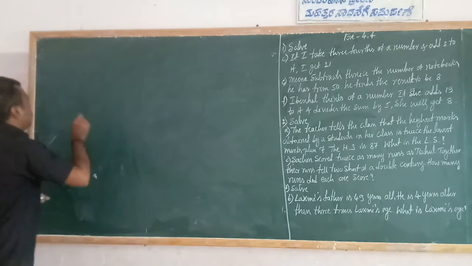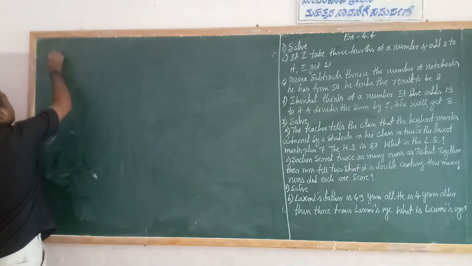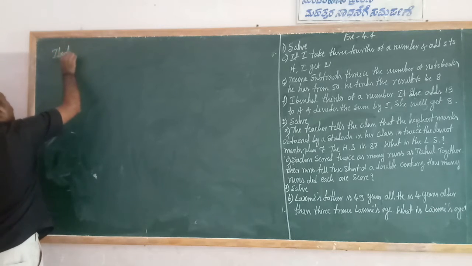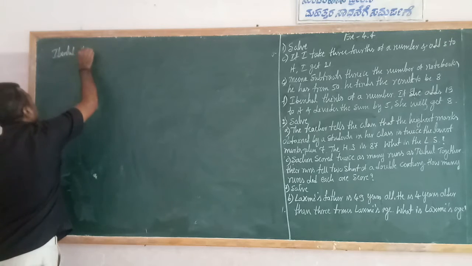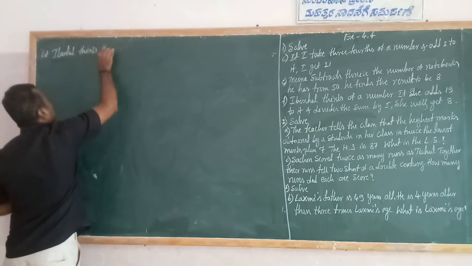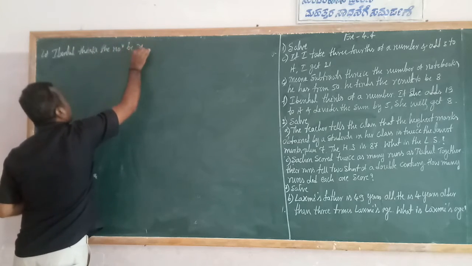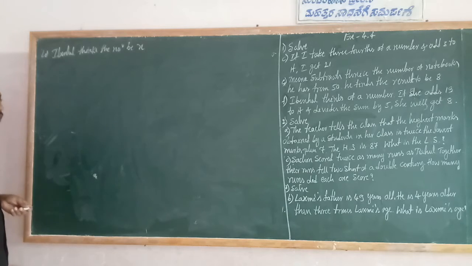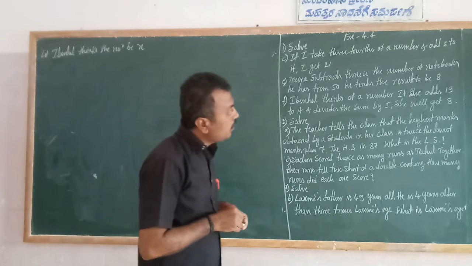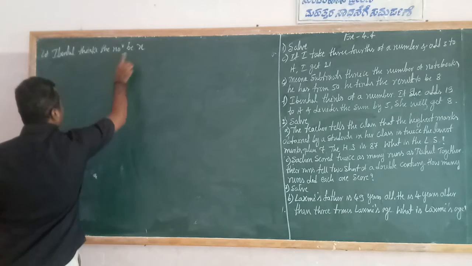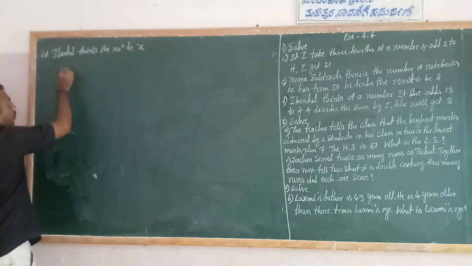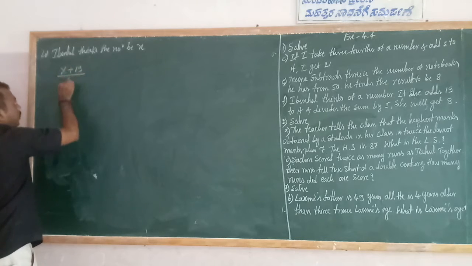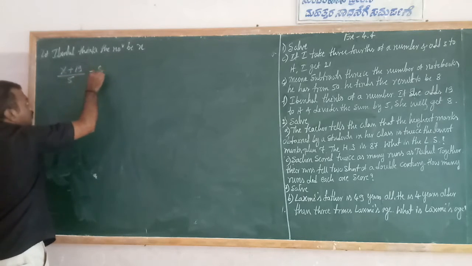See students, very simple. Let the number Ivanhoe thinks of be x. I don't know which number she is thinking. Now she adds 19 to it. She adds 19 to the number she thinks of. This is the sum, and we have to divide this sum by 5. She gets 8.